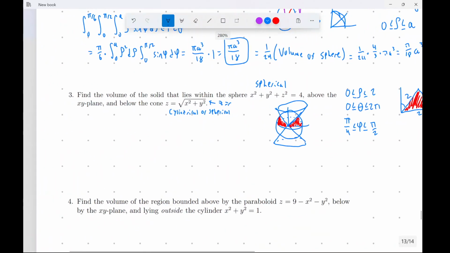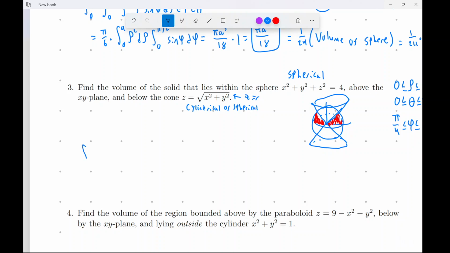Now we can set up the integral. Let's see. Theta goes from 0 to 2 pi. Phi goes from not 0, pi over 4 to pi over 2. And then rho goes from 0 to 2. And we just want the volume. So it's rho squared sine phi d rho d phi d theta.